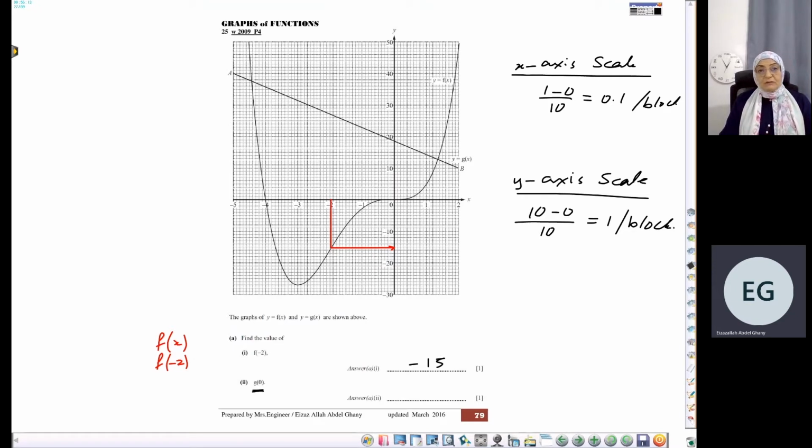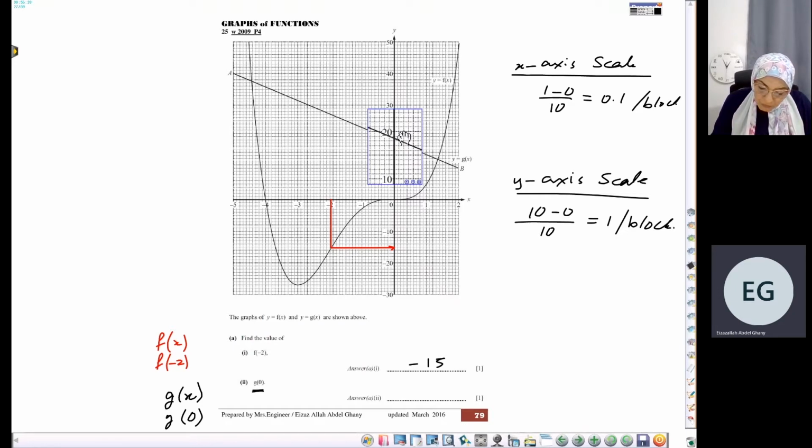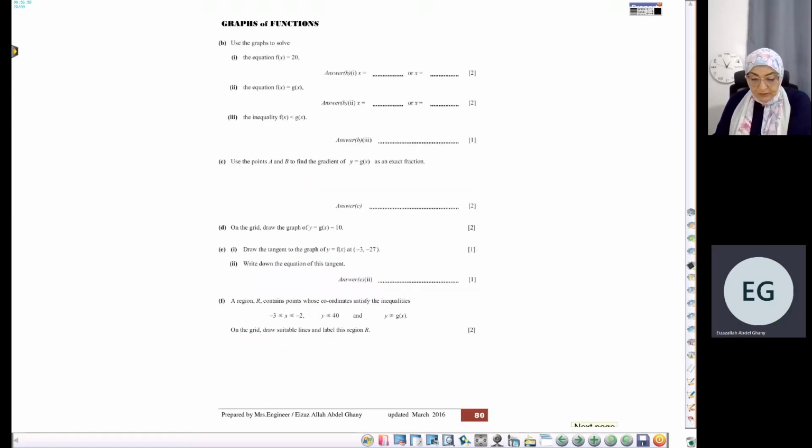Now he's concerned with the straight line. G of 0 means, first, its name is g of x. And when he wants you to read g of 0, it means at x equals 0, it means it lies on the y-axis. At x equals 0, go and read y. Remember, y-axis reads 1 per baby block. So it is this point. This point is below the 20 by 1.5. So below the 20 by 1.5, it means it is 18.5. This is not all. Next question, B.